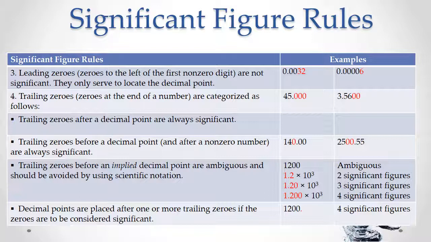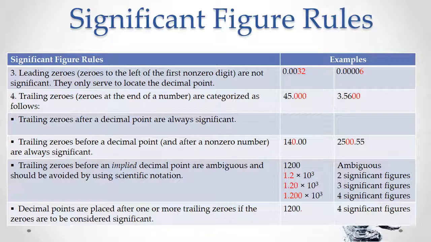The rules for trailing zeros fall under 3 categories. First, trailing zeros after a decimal point are always significant. In the number 45.000, the 3 zeros after the decimal point are significant. Therefore, there are 5 significant figures in that number. The example 3.5600 has 5 significant figures because of the same rule.